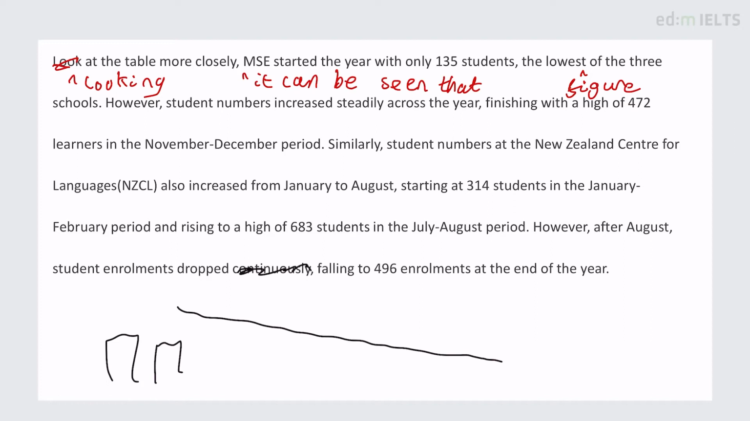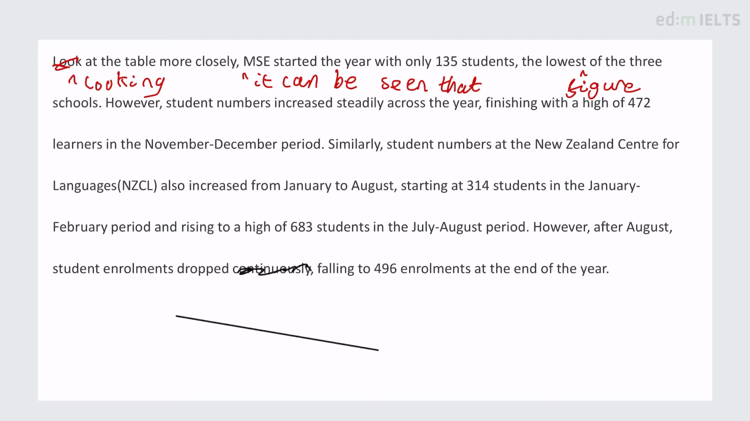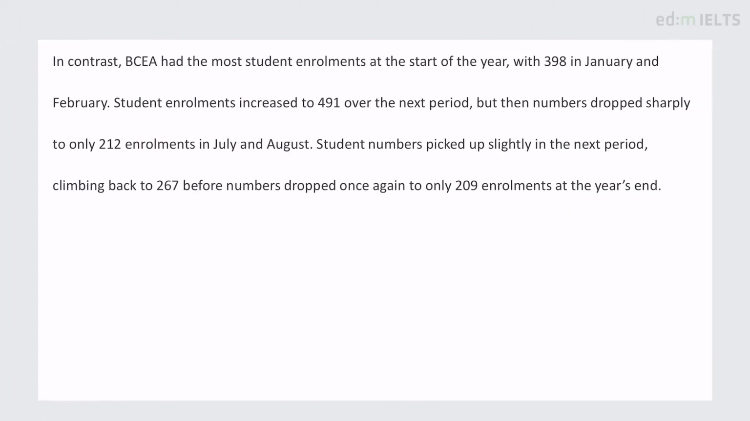Because we don't know how the enrollment works, it could be that enrollments don't have to be at the start of the 2-month period. They could be allowed at any time, and continuously would suggest that they're lower in February than they are in January. And I don't think we really know that. Hopefully my thinking makes sense there. So I'm just going to get rid of that word. Falling to 496 enrollments at the end of the year. Everything else there's pretty good.